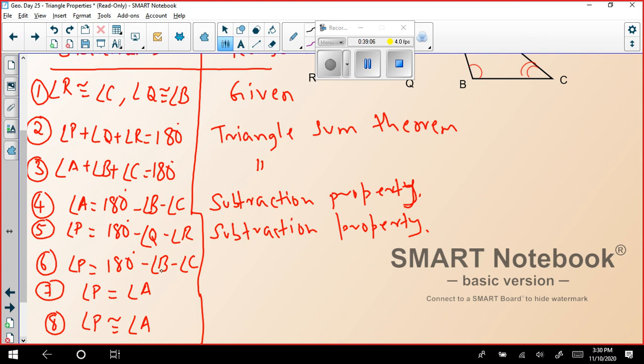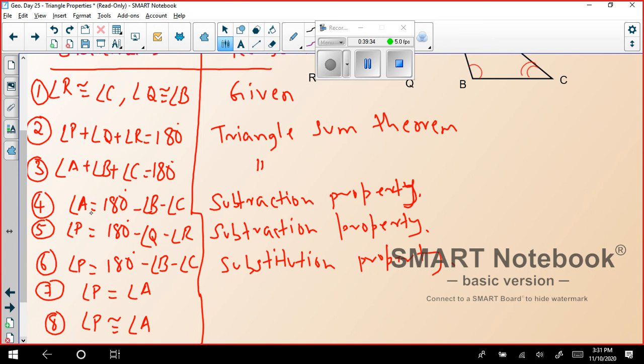And here I am substituting Q equals B and R equals C. We already have Q equals P, R equals C. I am substituting that, so it's a substitution property. Next step, once again I am substituting here.